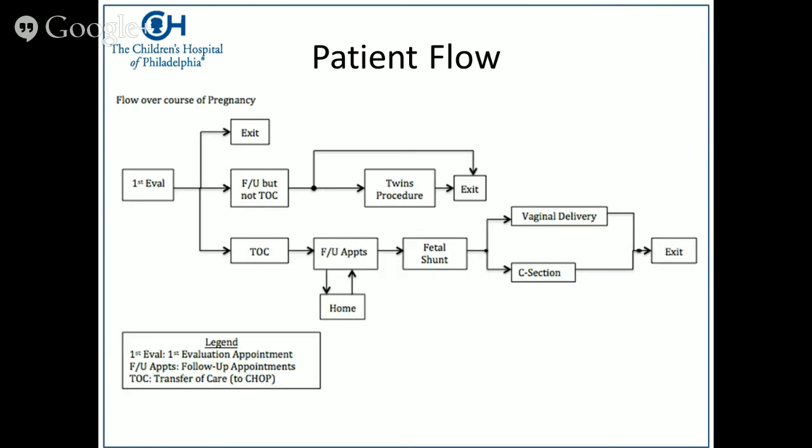Over the course of their entire pregnancy, the flow looks like this: at a first evaluation, they may exit, they may follow up but not transfer care, or they may transfer care. If they transfer care or follow up, they will go back and forth to home. Most usually, patients who follow up but do not transfer care will be having a twins procedure, which is a surgical procedure. Patients who transfer care may have a fetal shunt. They will eventually deliver and then exit the system once they've delivered.